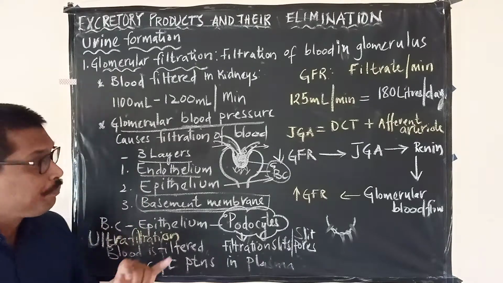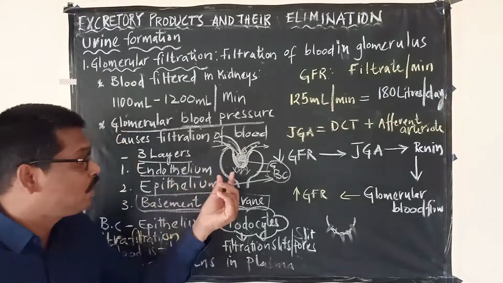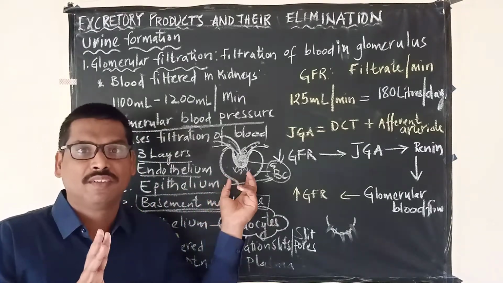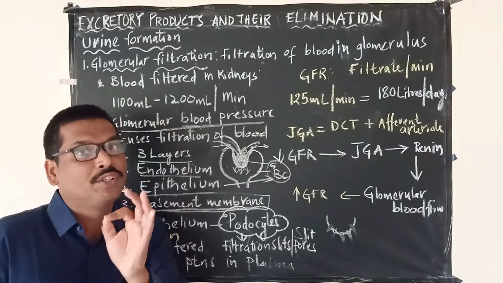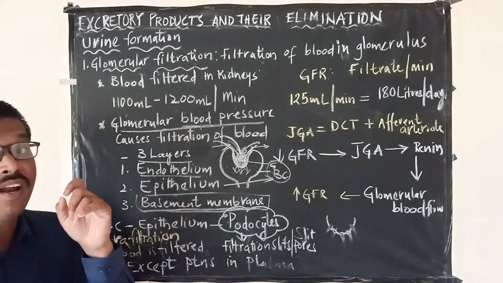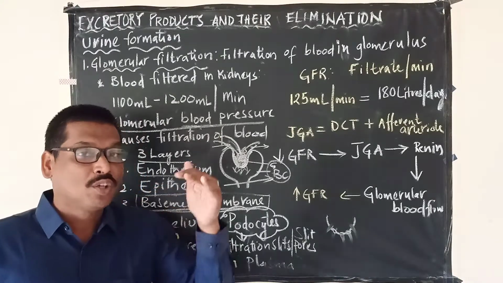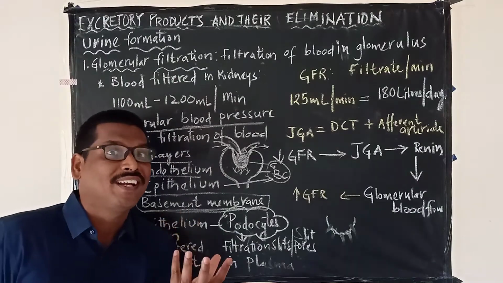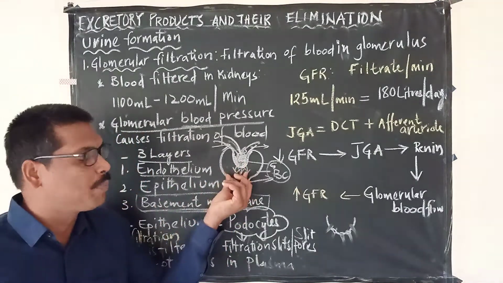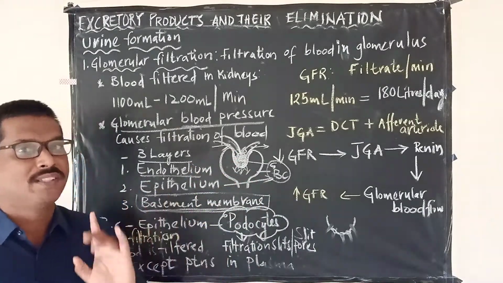Now, we will not call what is filtered into the Bowman's capsule urine. We will not use that word. Only at the end will we use the word urine. Until then, we will call it filtrate. Remember this word: filtrate. Due to glomerular filtration, filtrate is formed. That filtrate is now present in the Bowman's capsule, and it will move through it.